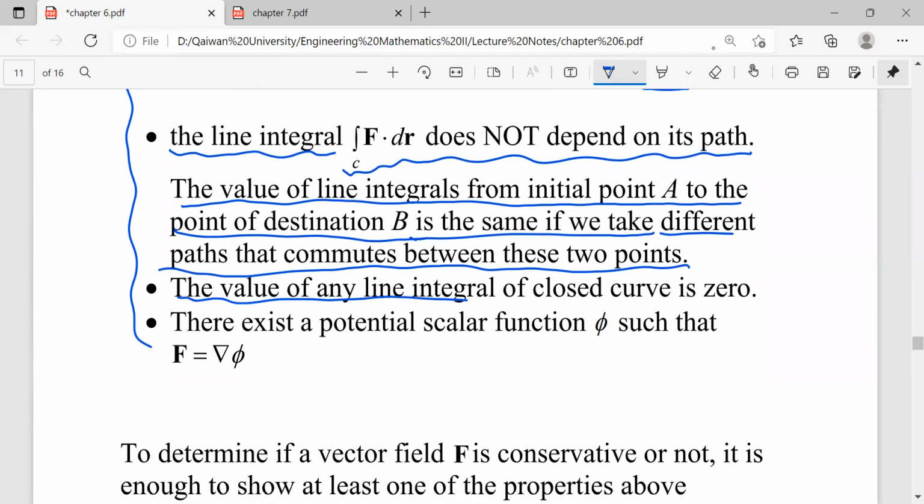Third, the value of any line integral of a closed curve is 0. Fourth, there exists a scalar potential function phi. We denote the potential function by phi, such that the field F equals grad phi.